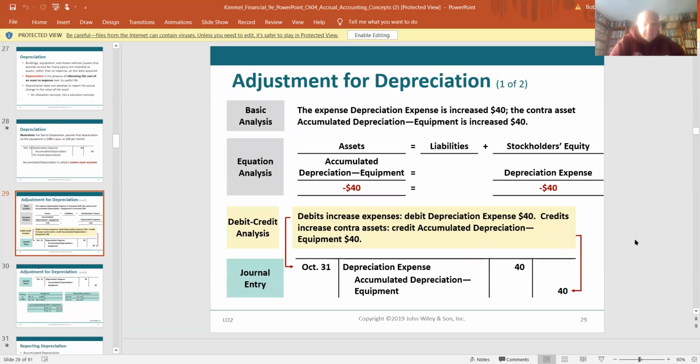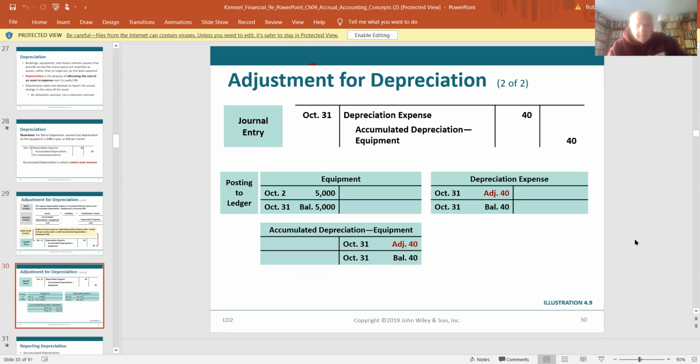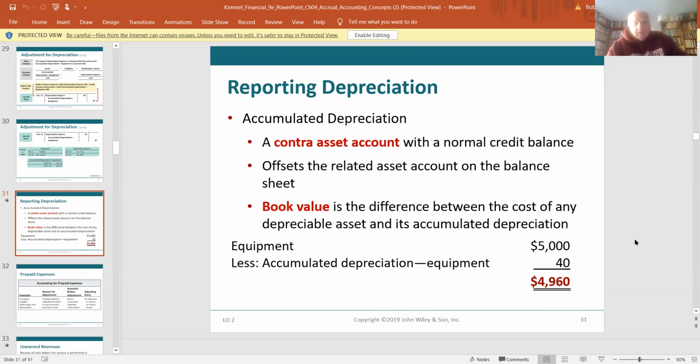Depreciation expense. And here's our journal entry. You debit depreciation expense and you credit accumulated depreciation. And they're showing you the journal entry. Accumulated depreciation, let's talk about that a little more. It's a contra asset account with a normal credit balance. It offsets the original cost of the asset. The difference between the accumulated depreciation and the original cost is called the net book value.